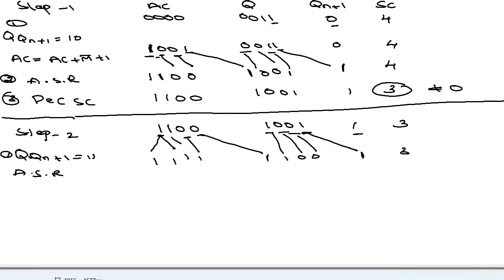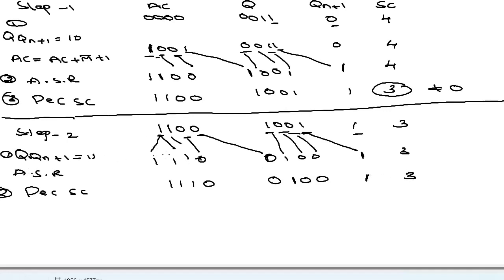Sorry, we have to decrement the sequence counter value. Second step is decrement sequence counter. So 1 1 1, sorry, 1 1 0, and this one is moved to here, 0 1 0 0 1, 3.